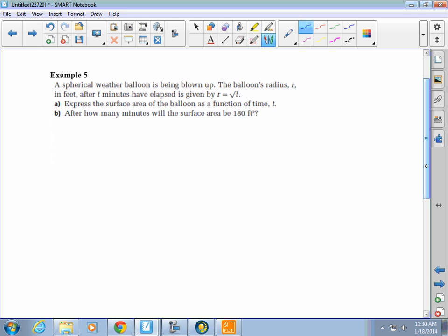Example 5. The spherical weather balloon is being blown up. The balloon's radius r in feet after t minutes elapsed time is given by r is equal to square root of t. It says express the surface area of the balloon as a function of time t. So surface area of a sphere is equal to 4 pi r squared.